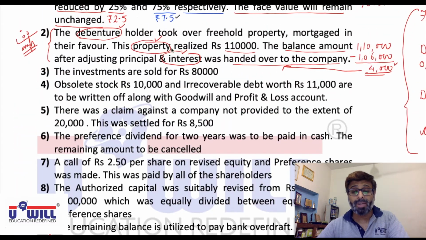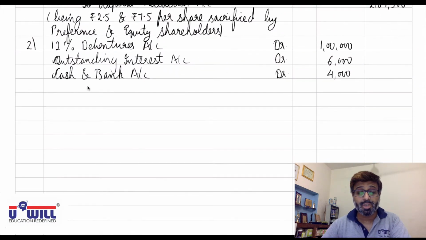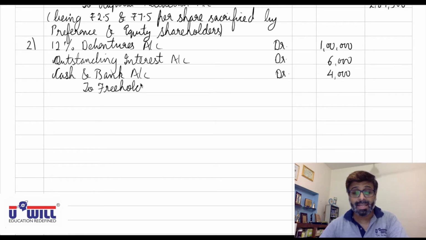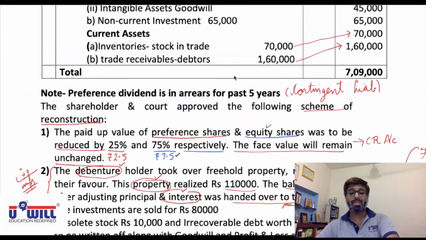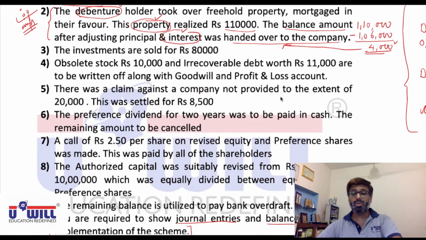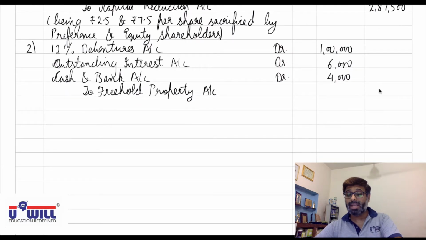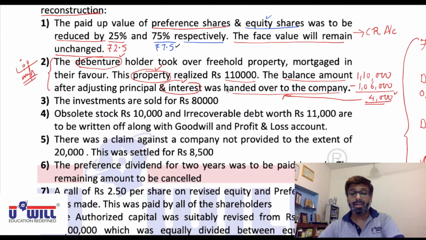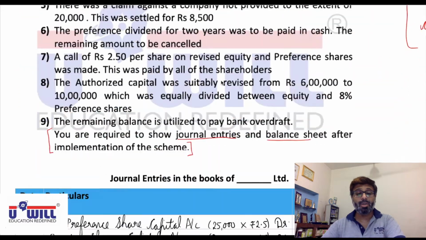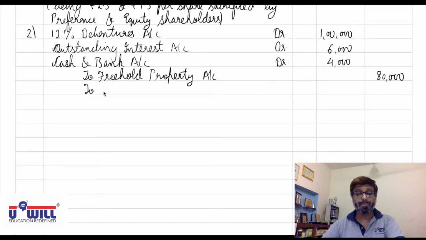Now freehold property, reverse and credit, it's a debit balance. So to close it, we reverse and credit to freehold property. And as I told you, debentures, outstanding interest and freehold property, all the values will close from the balance sheet. That is 80,000. To close it means you close it at the book values. Then only they actually get closed. So to freehold property account with book value 80,000 and 30,000 of profit we credit to capital reduction account.